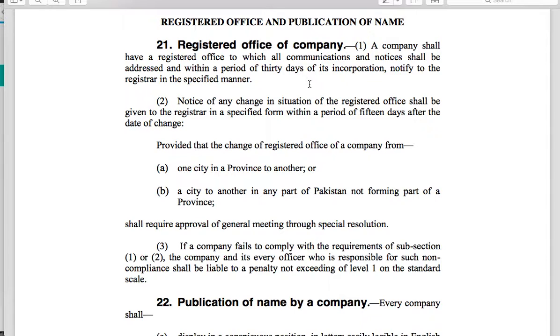So the registered office has to be in a city and a province. This is very important, and especially if you are doing manufacturing and if you want to get your sales tax and provincial sales tax registration, you have to think before registering in which city and province your registered office should be.